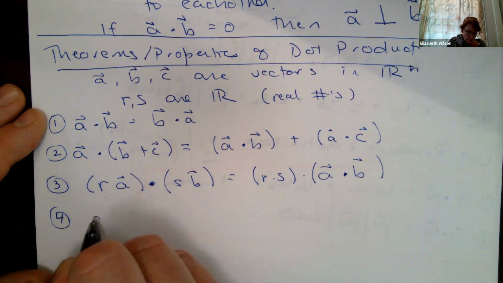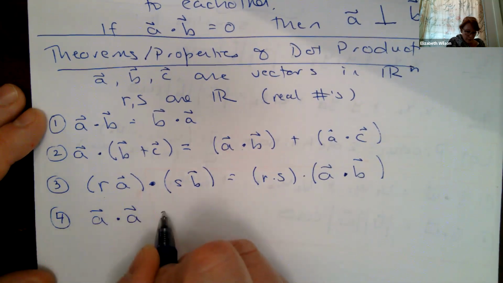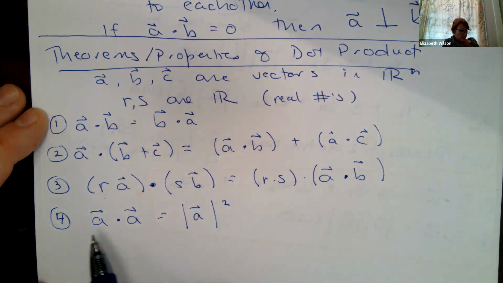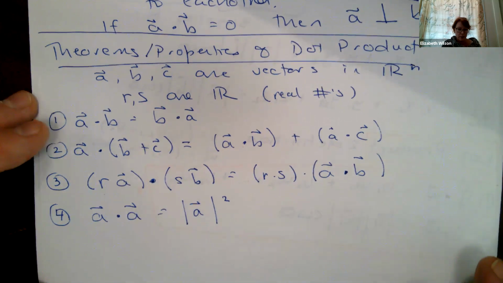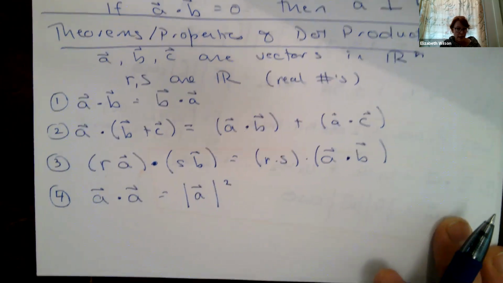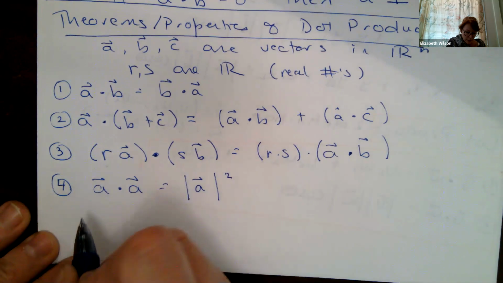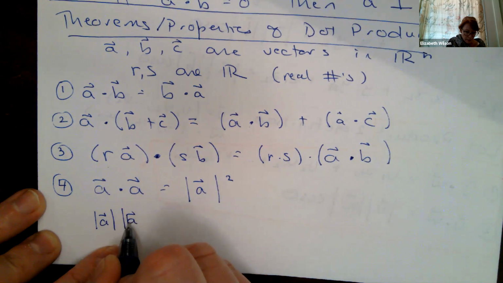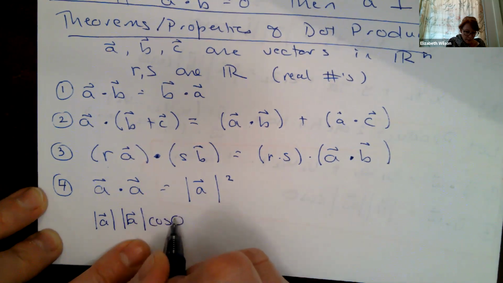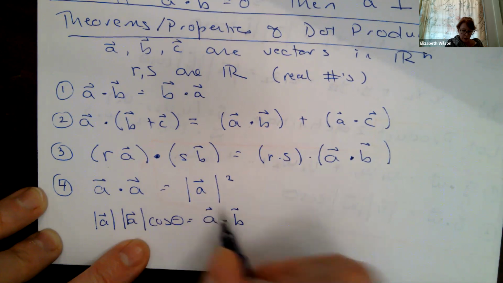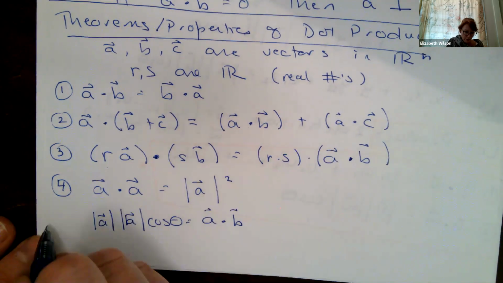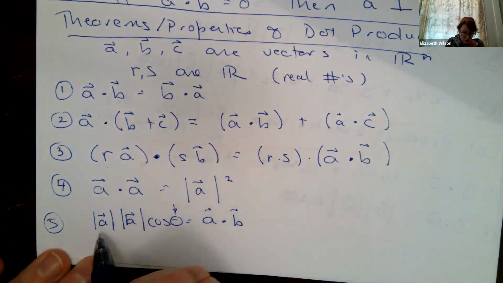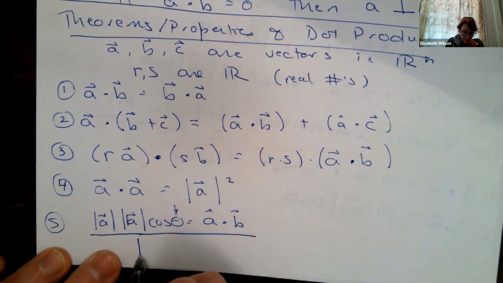Last one, if I take the dot product with itself, that's another way of saying, let's do the magnitude squared. Okay, so that's what that looks like. Now, if I want to find out the actual measure of an angle, remember how we said the magnitude of A times the magnitude of B, cosine of theta, is equal to A dot B. Now this is my property 5. If I want to find out what that angle measure is, I can divide both sides by the magnitudes.